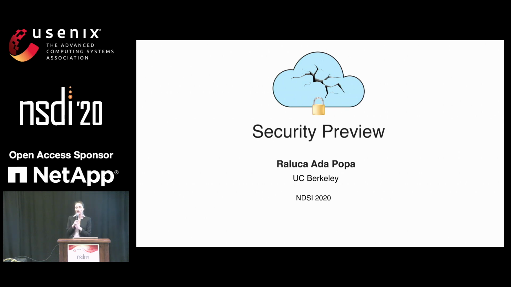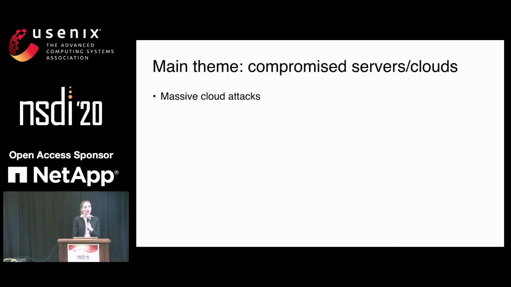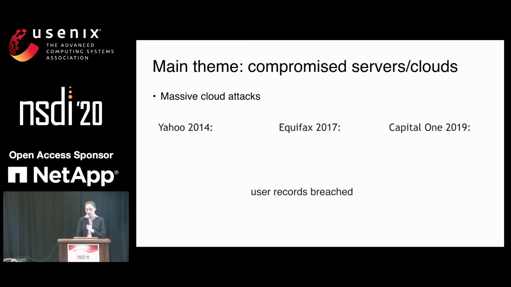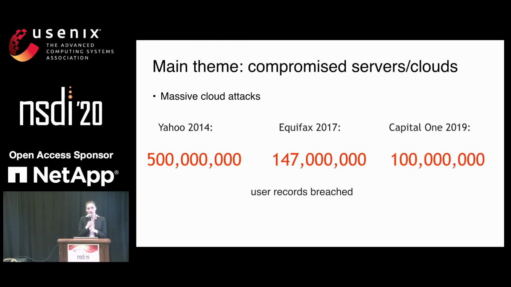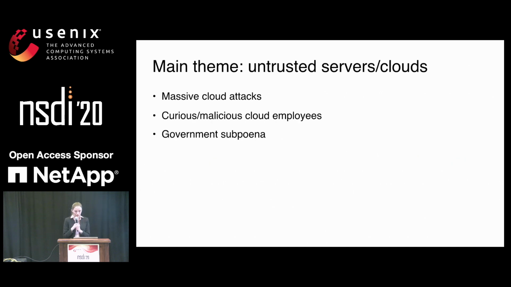All right, so welcome to the last session of the preview session, the security session. There will be 6 very interesting security talks on Thursday, and they all have in common one theme: the servers or clouds can get compromised. So why? Well, as you hear in the news, the problem continues. There are massive cloud attacks. So the numbers always grow larger and larger in terms of the data breaches. Second, there could be curious or malicious cloud employees, even when the cloud provider is actually well-intended. And finally, government subpoenas could extract data from different clouds.